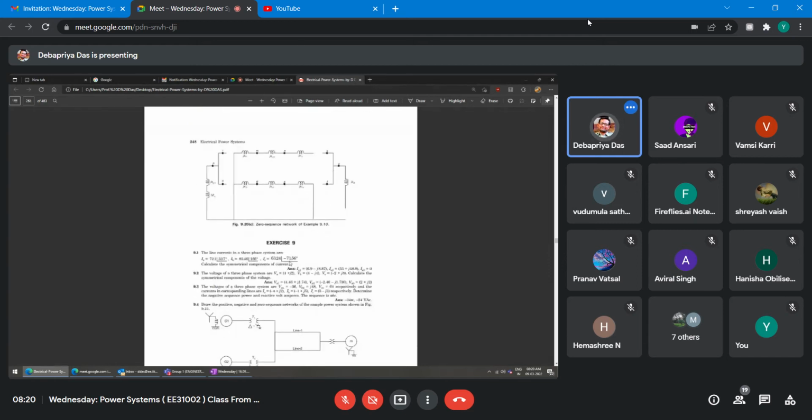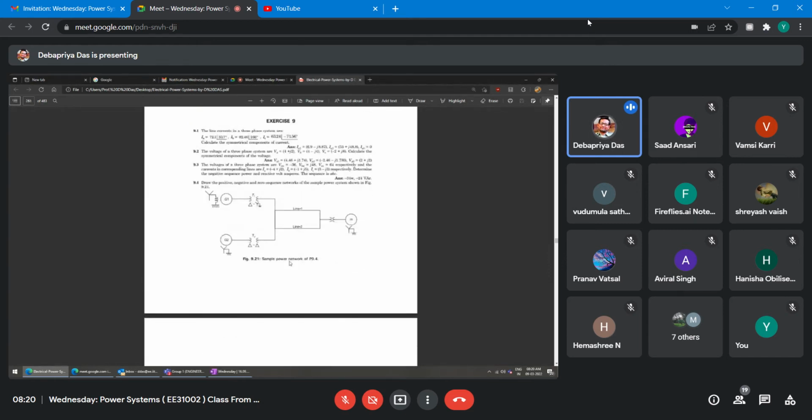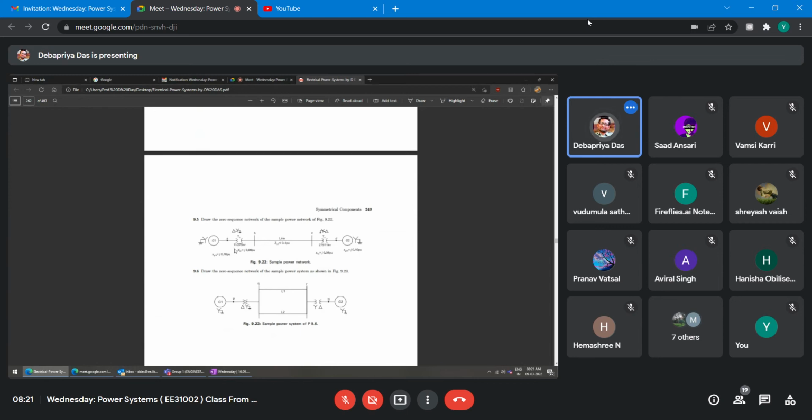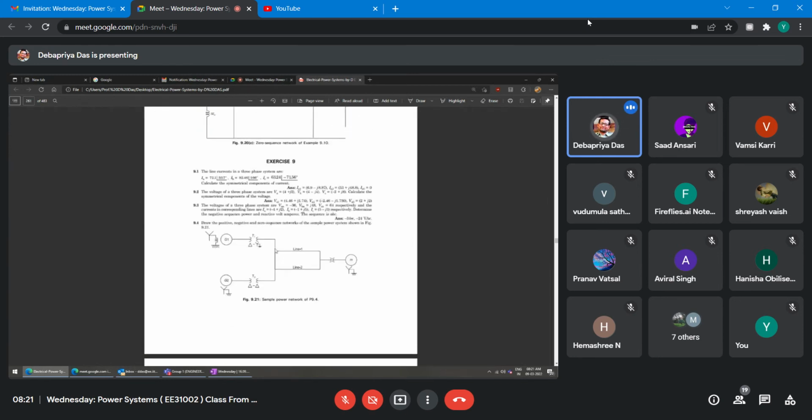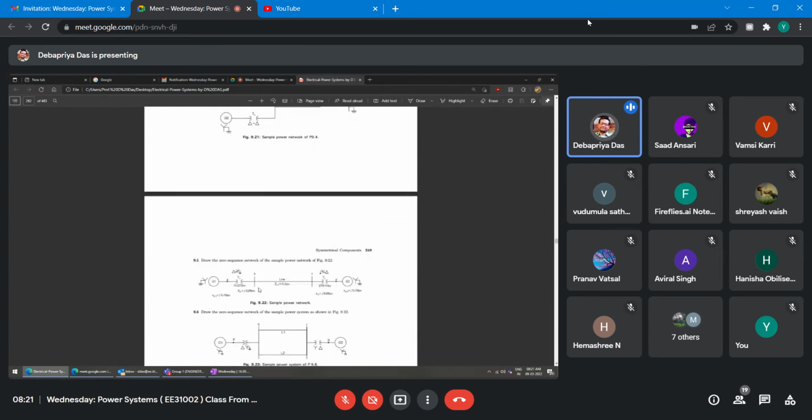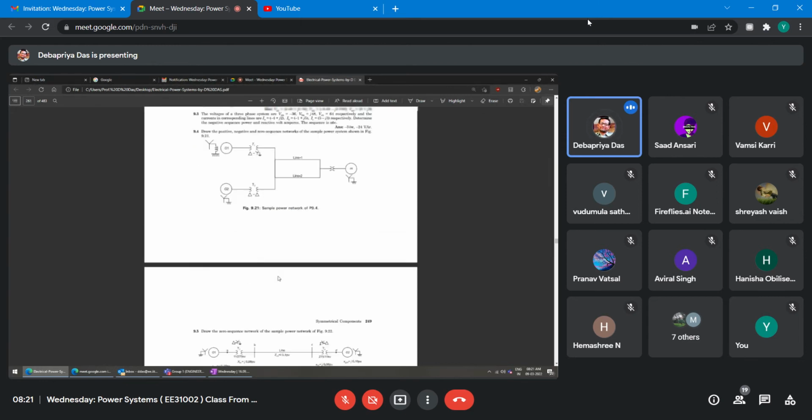You have to practice. So what you will do now for this chapter, this 9.4, then your 9.5 and 9.6, you will draw only zero sequence diagram. That will be an assignment. 9.4, 9.5 and 9.6. This will be an assignment, right?